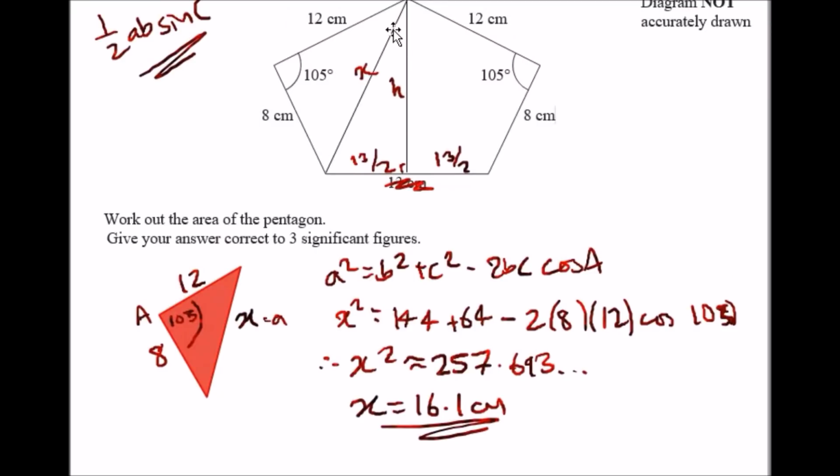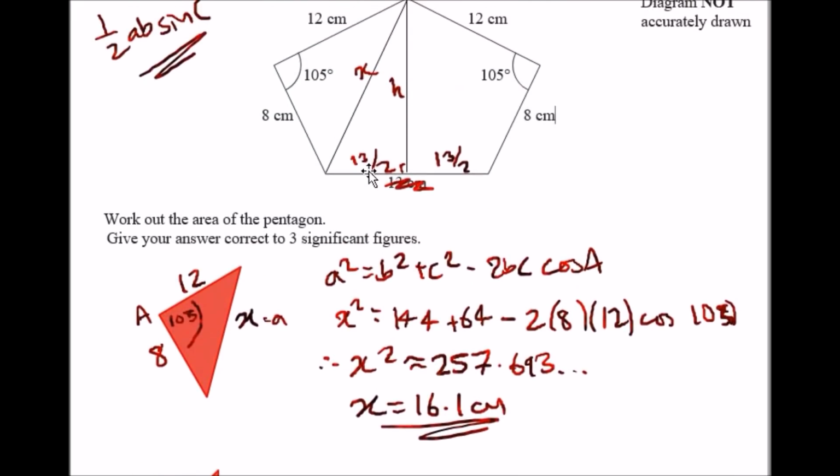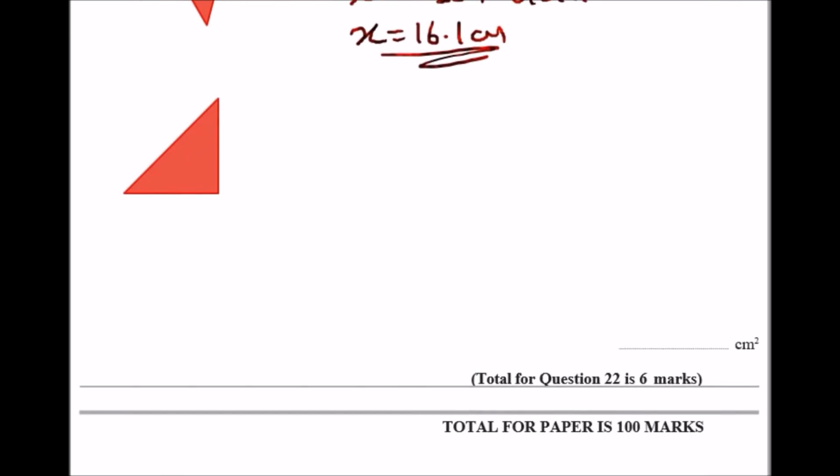Now, using the right angle triangle part, let's draw the right angle triangle. We're going to have lengths of 13 over 2, which is 6.5, then x which is 16.1, and h.